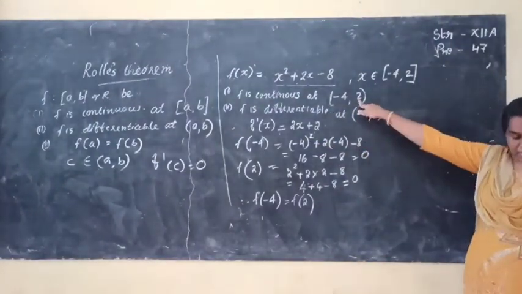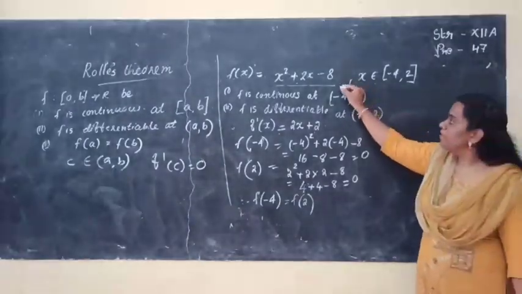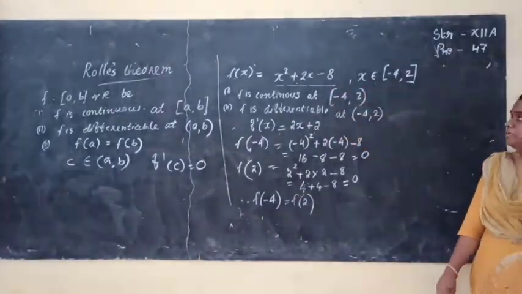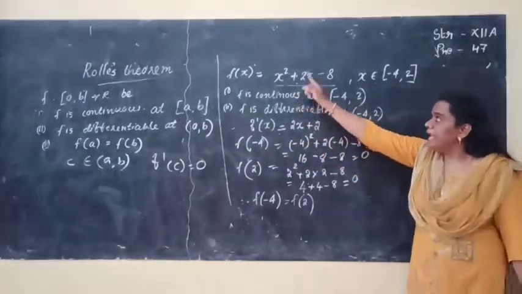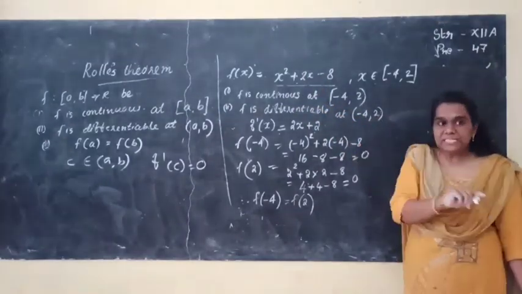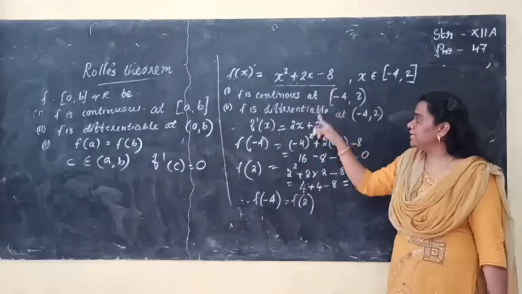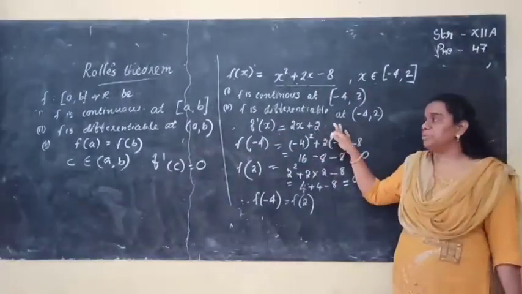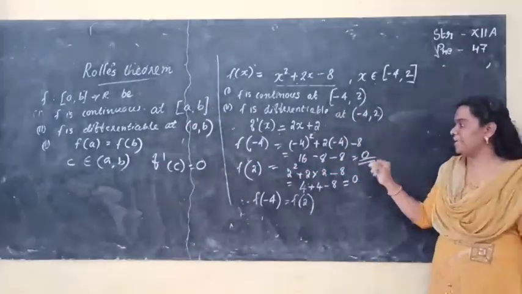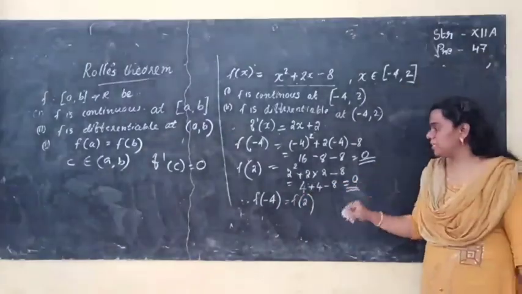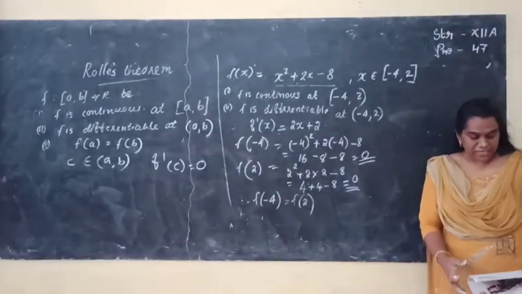What is the first condition? f is continuous, since all polynomial functions are continuous functions. So f is continuous on the closed interval [-4, 2]. And f is differentiable. We found the derivative of f. What is f of x? x square plus 2x minus 8. Its derivative: the derivative of x square we have studied, it is 2x, and 2x's derivative is 2. We found the derivative, so it is differentiable. And f of minus 4 we got as 0, and f of 2 also we got as 0. Then f of minus 4 is equal to f of 2. So the conditions of Rolle's theorem are satisfied.